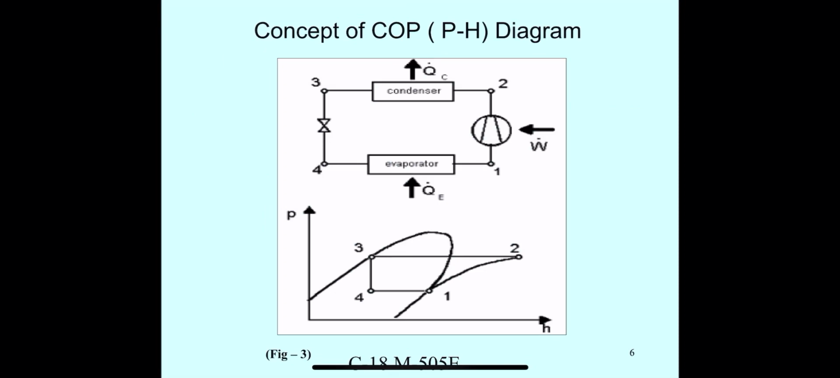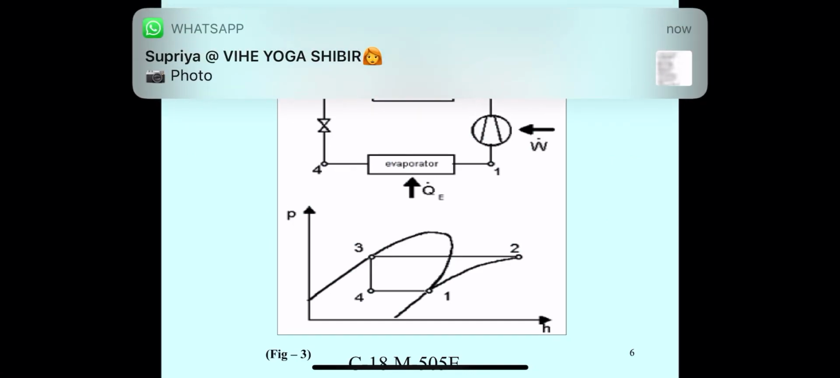COP on the pH diagram. See the diagram. First, work is supplied. This is the work, the arrow mark is given inside. This is the work input given to the compressor. As compression starts, the compressor increases the pressure of the vapor refrigerant and sends it to the condenser.